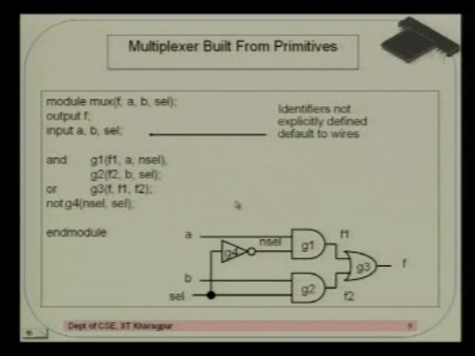You observe the other things that we have out here, for example, a description called wire, and you will find that the identifiers that are not explicitly defined default to be wires. Actually they default to be 1-bit wires. Now what are wires and what are regs? I will come to this very shortly.